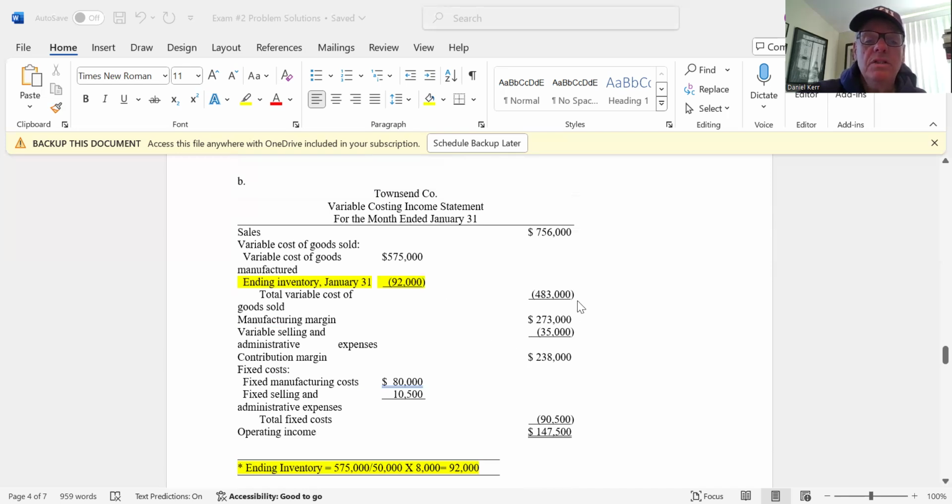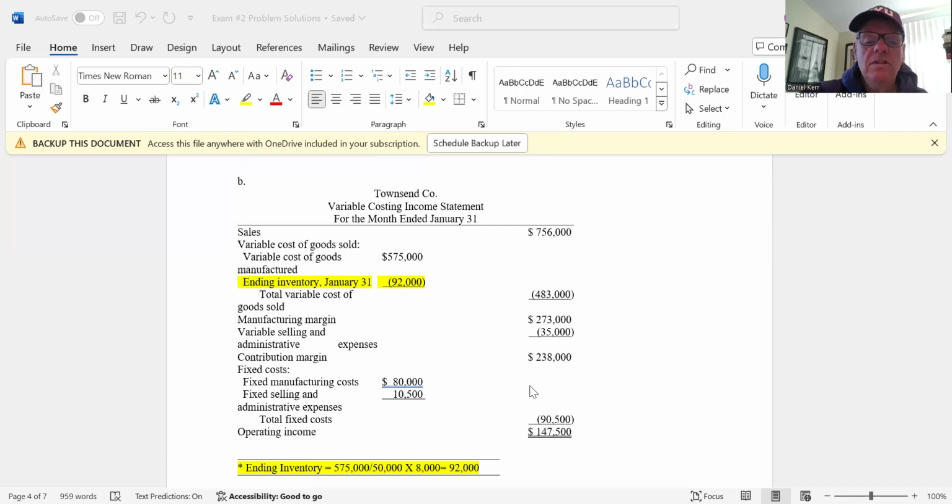So my variable cost of goods sold is not 575,000, because you had to consider the value of the ending inventory, 92,000. So my variable cost of goods sold is 483,000. Then sales minus variable cost of goods sold gives us what we call the manufacturing margin. From that, you subtract out the variable selling and administrative expenses. That gives us our contribution margin.